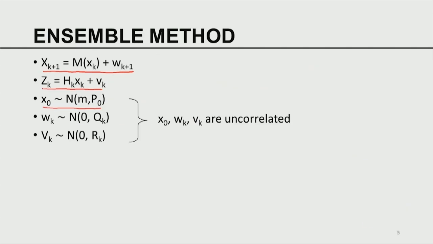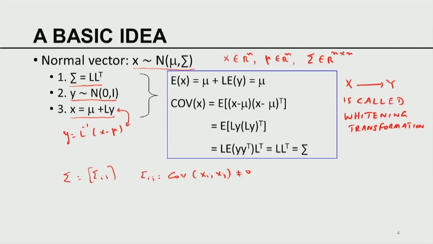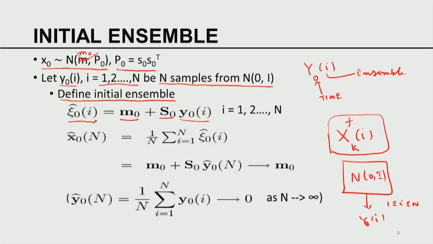Why does this make sense? Please go back to the slide here. Equation 3, what does it say? X is equal to mu plus Ly. If y is from the unit normal, in order that x is from a normal with mean mu and variance sigma, I need to transform y using an affine transformation, mu plus L y, where L is the Cholesky factor of sigma. I am using the same principle here.